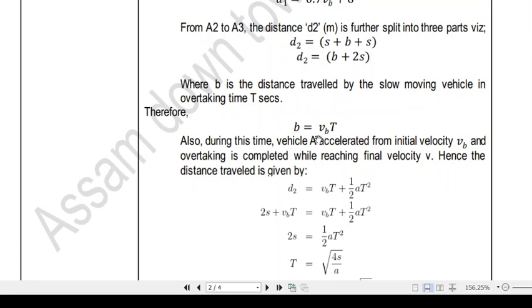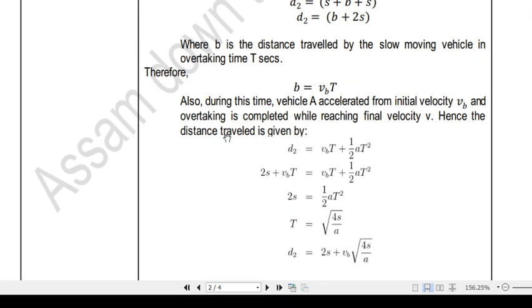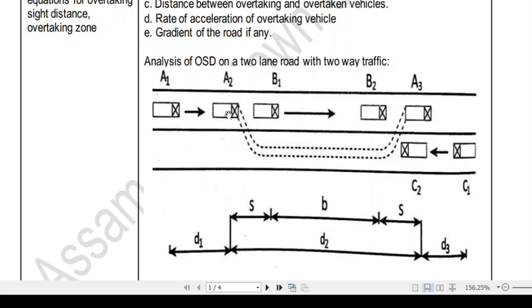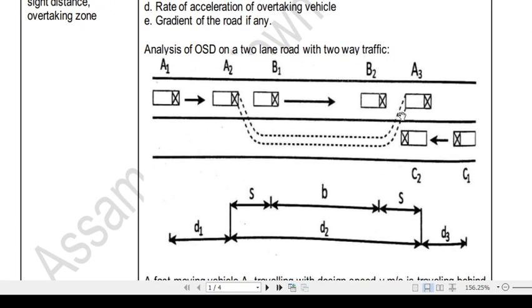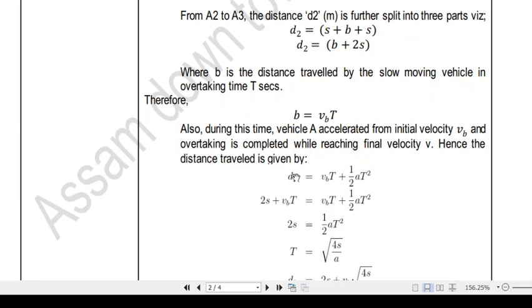Another thing, we can equate this VB T with the acceleration distance of vehicle A. During this T seconds, vehicle A accelerated from the initial velocity VB, and overtaking is completed on reaching the final velocity V. Hence the distance traveled is given by D2. Initially the speed at A2 is VB, and suppose the acceleration is a. Vehicle A starts accelerating, changes its lane, moves to the A3 position, and goes with the design speed. So the initial speed was VB and the final speed is V meter per second. Your D2 distance we can also consider as VB T plus half a T square. These are the equations of statics.